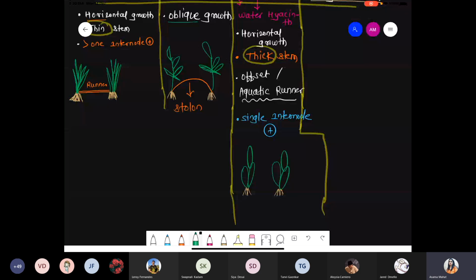And from the lower stem there is a formation of something, a horizontal growth, but that is quite thick. If you see, the runner's are basically thin. You can see here. And in the case of this part, we are talking about the offset, which has a stem between the two aquatic plants, but the offset is comparatively thick in size. A thick stem is present. Done with this part.